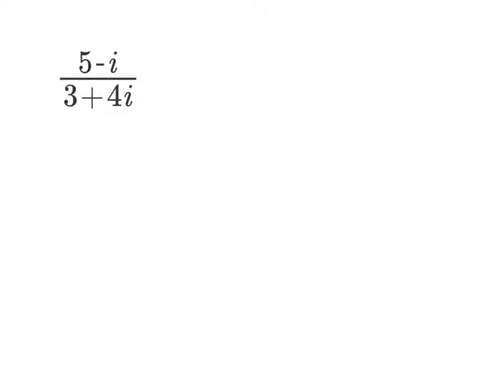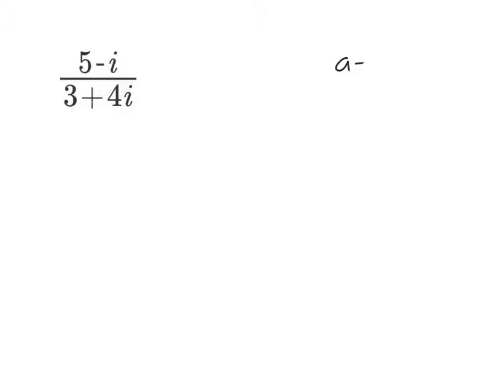Evaluate the quotient and write the results in the form a plus bi. In order to write this in a plus bi, we need to get rid of the complex number on the bottom. In other words, I need to get rid of this i. In order to do that, I need to multiply by what's called the conjugate.